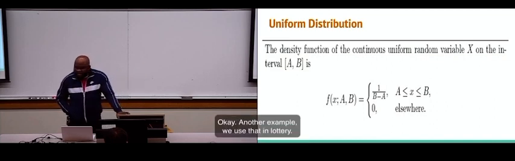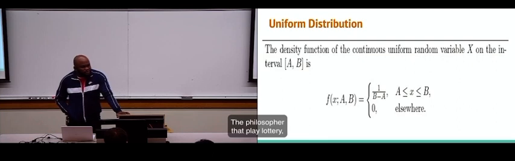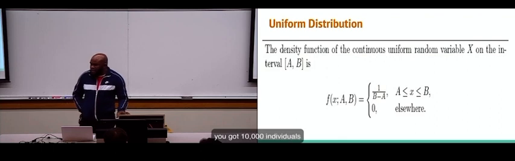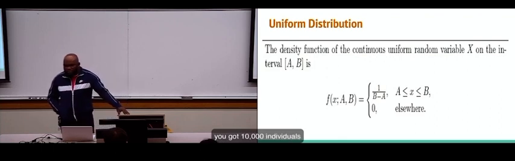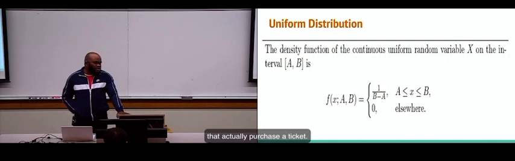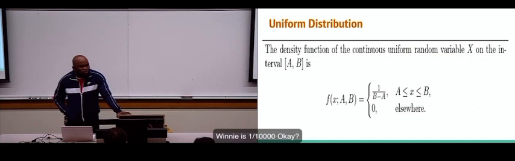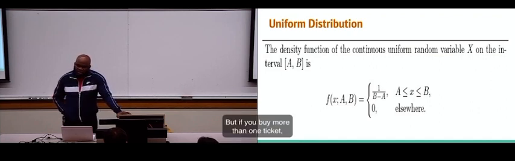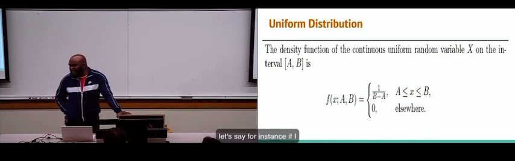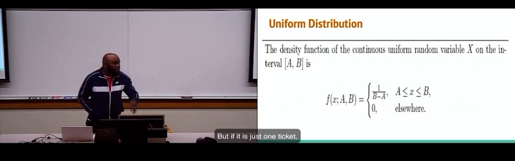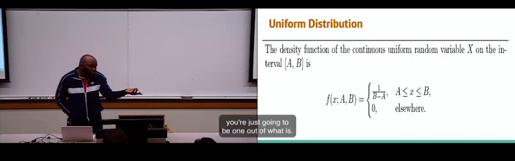Okay. Another example, we use that in lottery. Now, for those of you that play lottery or maybe Powerball or the like, you got 10,000 individuals that actually purchase tickets. Okay, the probability of any of them winning is 1/10,000. Okay, but if you buy more than one ticket, let's say, for instance, if I buy five tickets, the probability of I winning will be 5 over the totality. Does that make sense? But if it is just one ticket, there's just going to be one out of.